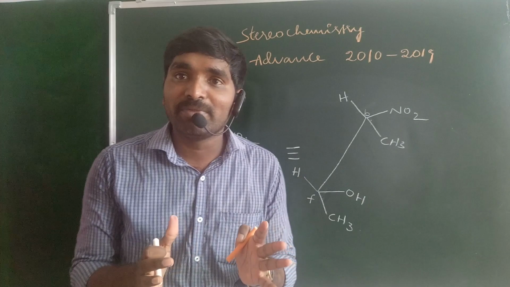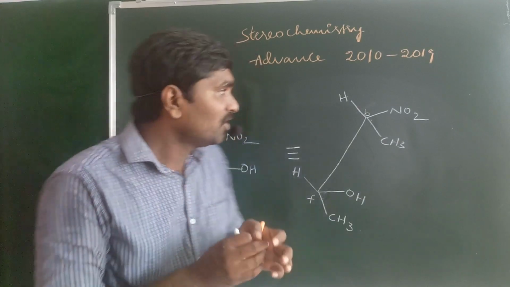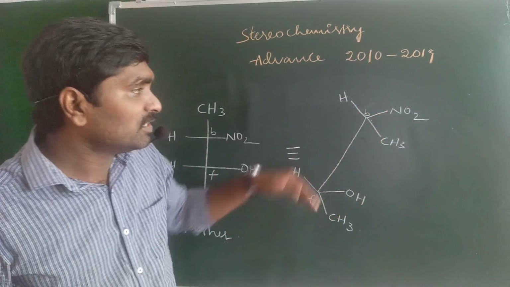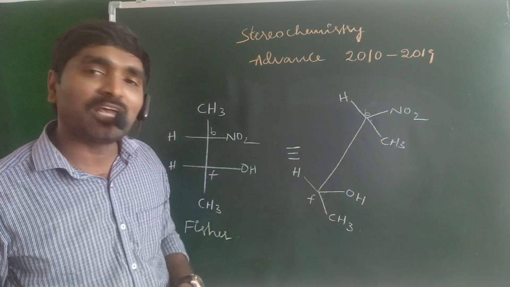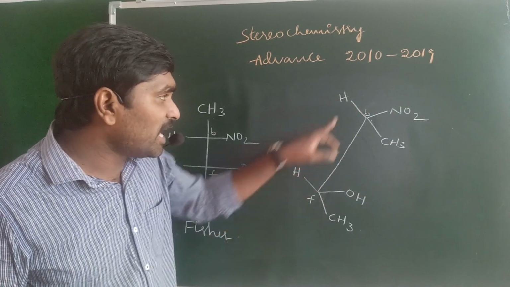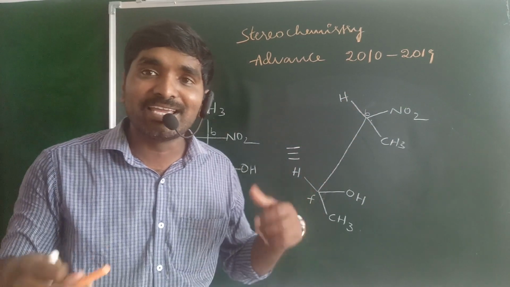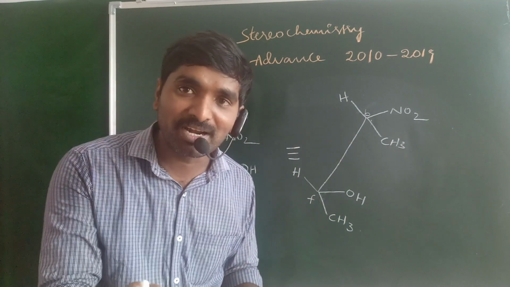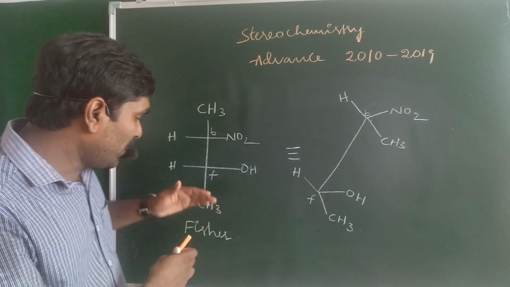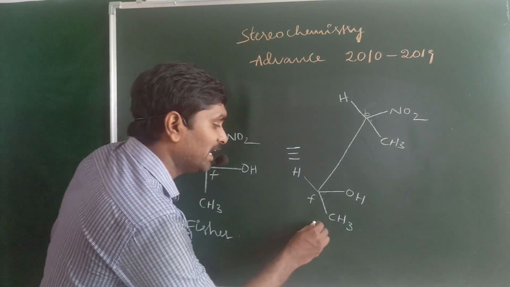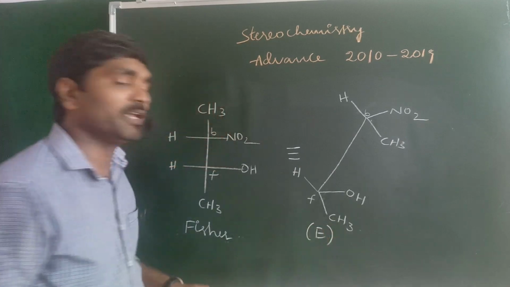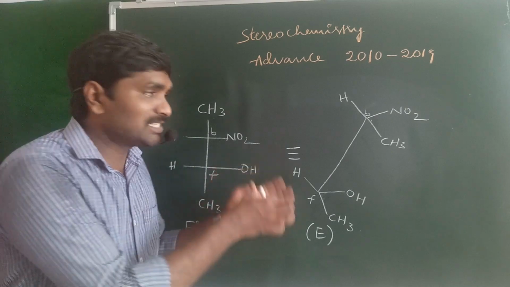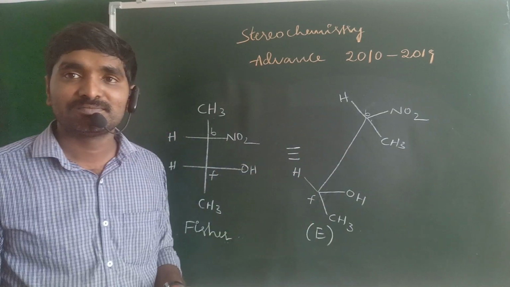In eclipsed conformation, all the groups are parallel. For example, this NO2 and this OH are parallel, this CH3 and this CH3 are parallel, and these two hydrogen atoms are parallel. So this is the eclipsed conformation. How can we get the staggered conformation? Remember guys, I tell you again: first the Fischer is converted into the eclipsed conformation. After getting the eclipsed conformation, you convert this eclipsed into the staggered.